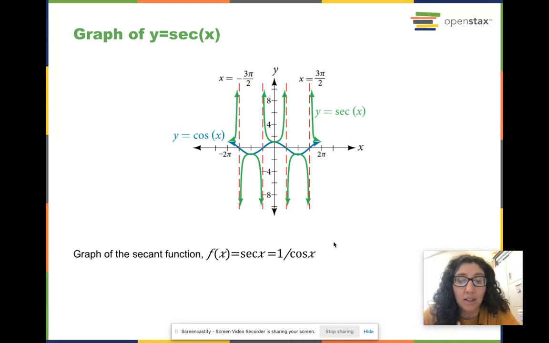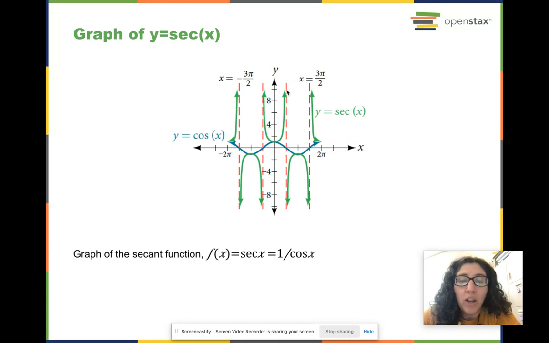And that is because secant of x, remember, is 1 over cosine of x. So let's look at this graph. This blue graph here is just our basic unshifted cosine, right? Starts at 1, crosses at pi halves, here it's at -1 at 3 pi halves, and then at 2 pi we're back. It has a period of 2 pi, just goes up and down forever.